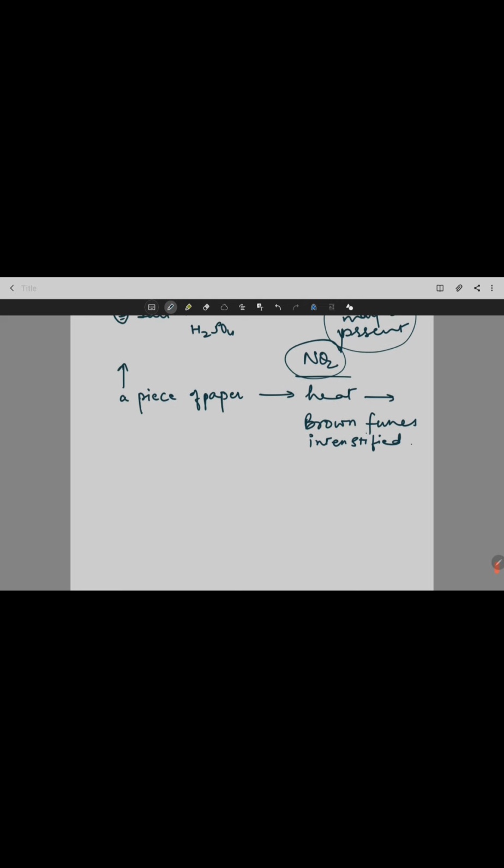Now the other possibility is that we took salt and we added concentrated H2SO4 to it, then we may get a vinegar like smell. Vinegar like smell, no fumes, no colored fumes, we are getting just the vinegar like smell. If there is vinegar like smell, then the radical present can be acetate. So acetate may be the radical.